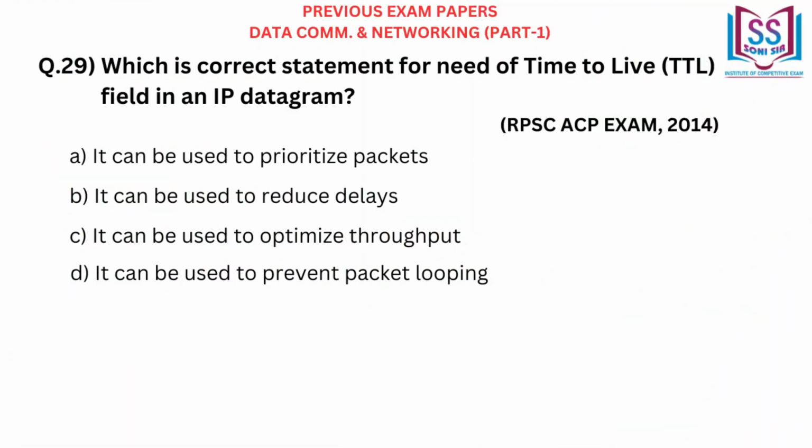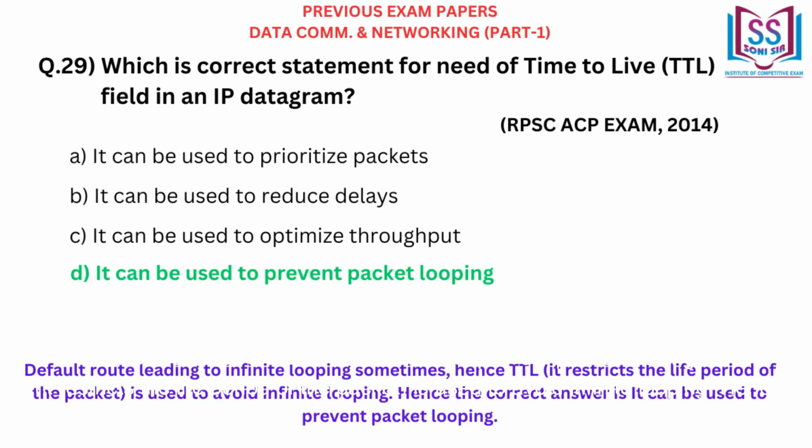Which is correct statement for need of time to live (TTL) field in an IP datagram? A. It can be used to prioritize packets. B. It can be used to reduce delays. C. It can be used to optimize throughput. D. It can be used to prevent packet looping. Correct answer D. It can be used to prevent packet looping.